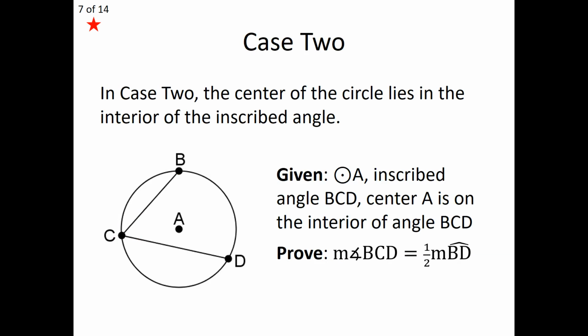Let's take a look at case 2 of the inscribed angle theorem. This is where the center of our circle passes on the interior of the 2 sides of our inscribed angle. So let's take a look at our diagram below. Again, we have circle A, and again, we have inscribed angle BCD. This time, though, the point A, which is our center, is on the interior of angle BCD. We don't have one of the sides actually passing through the center; we have the center being on the interior of these two sides. Once again, we're going to prove that the measure of angle BCD is equal to half the measure of the arc BD, that the measure of the inscribed angle is half the measure of the arc that it cuts. Let's take a look at this proof together.